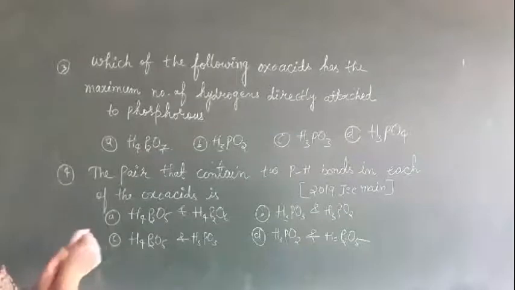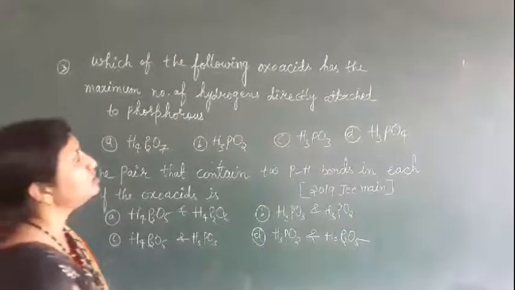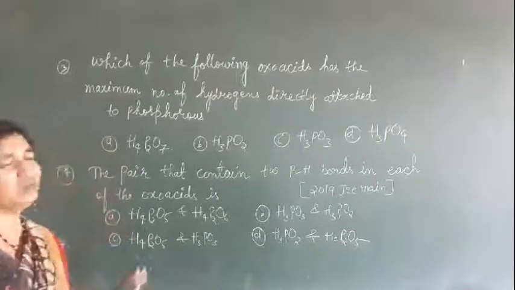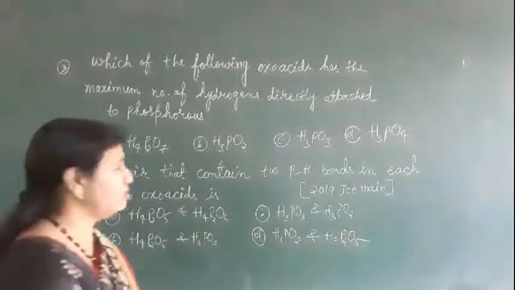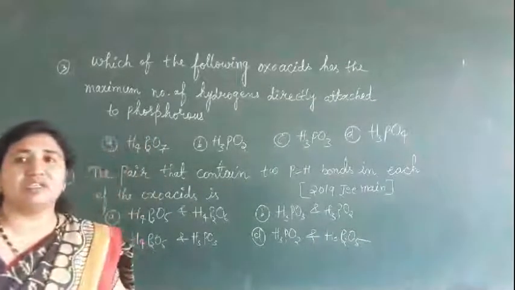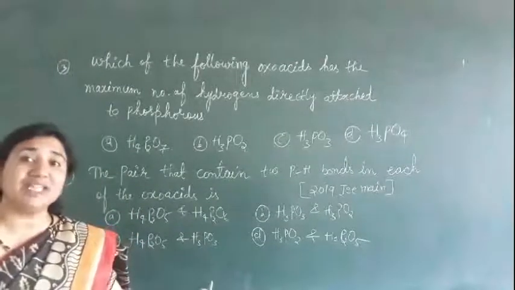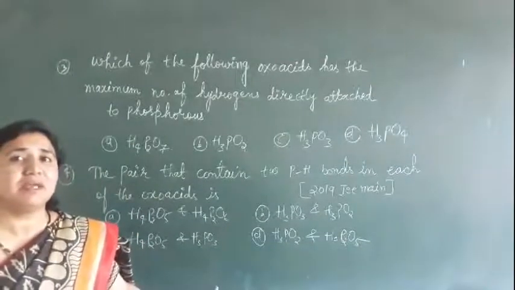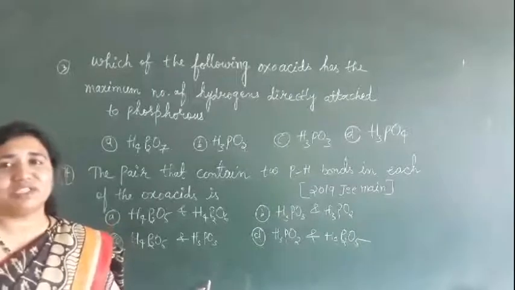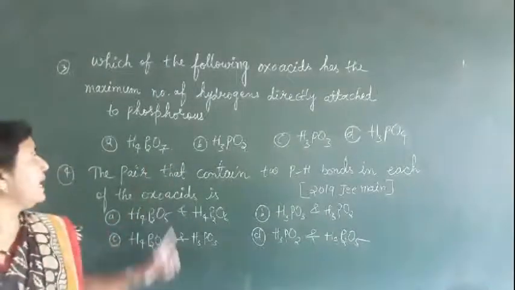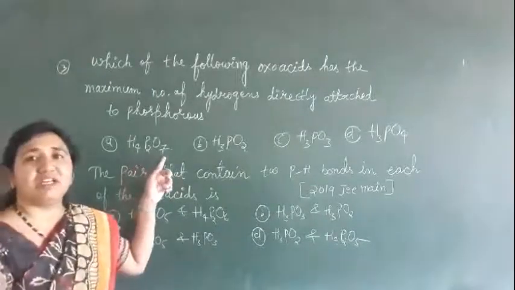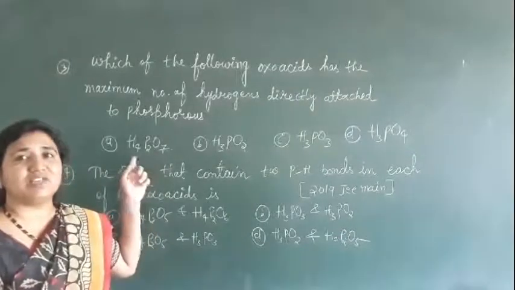So next question: which of the following oxo acids has the maximum number of hydrogens directly attached to phosphorus? That is, they have asked about P-H bonds, the maximum number of P-H bonds. The options include H4P2O7. Now you should memorize it is H4P2O7.